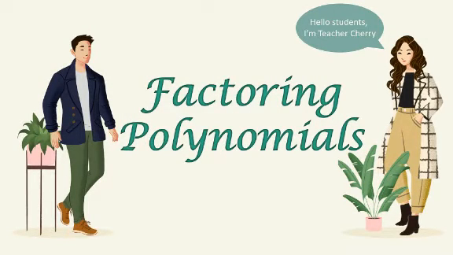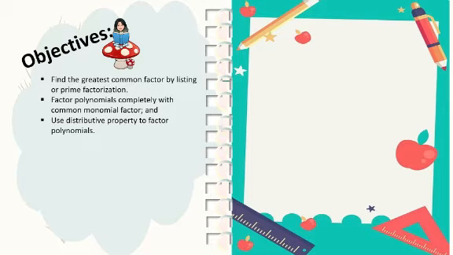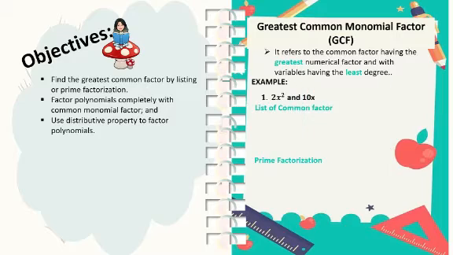Today we're going to discuss factoring polynomials. Here are the objectives. Find the greatest common factor by listing or prime factorization. Second, factor polynomials completely with common monomial factor. And use distributive property to factor polynomial.